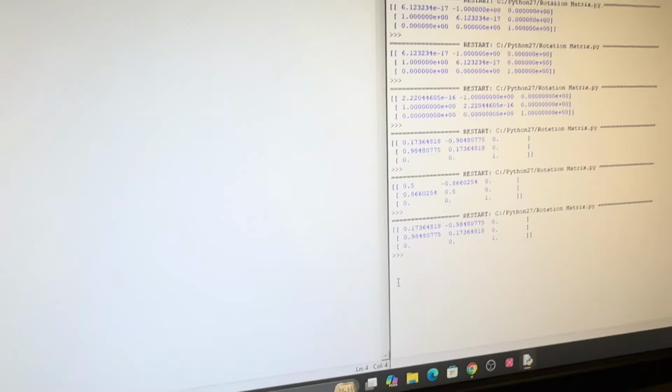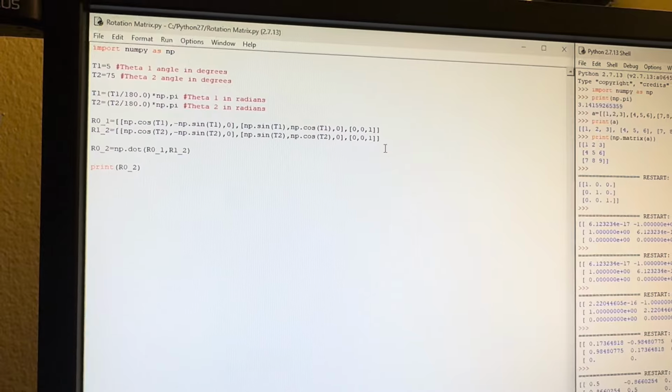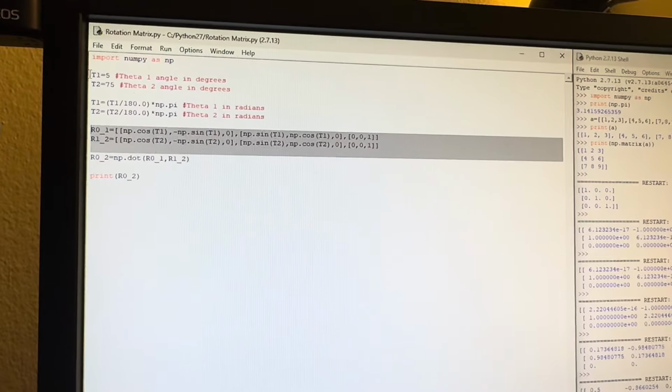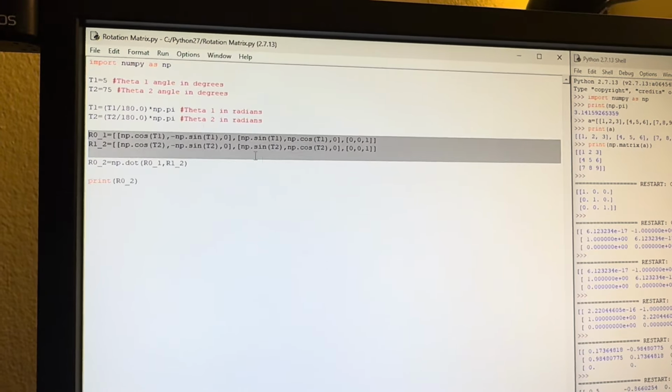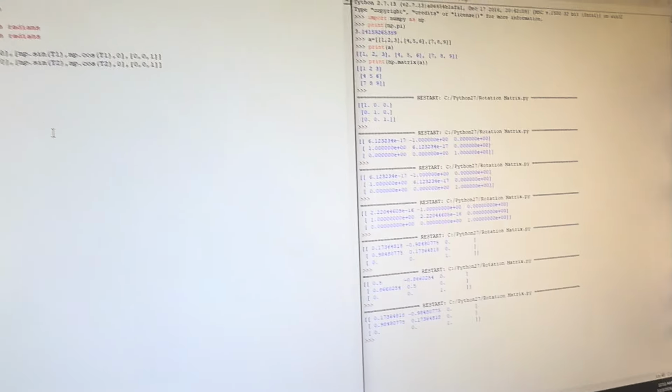So this code is just giving us the product matrix of these two matrices here using the theta 1 and theta 2 values that I input. And that is project 2.